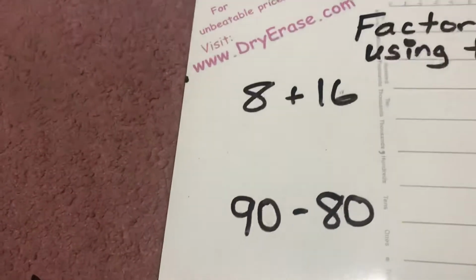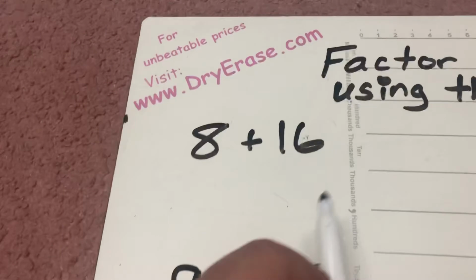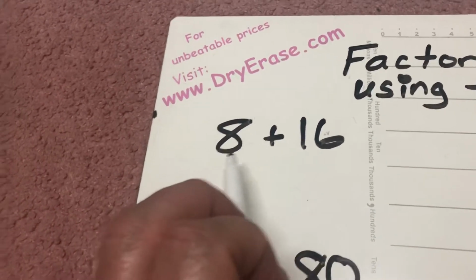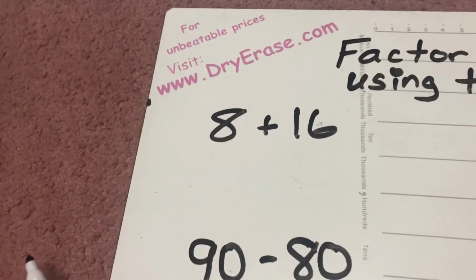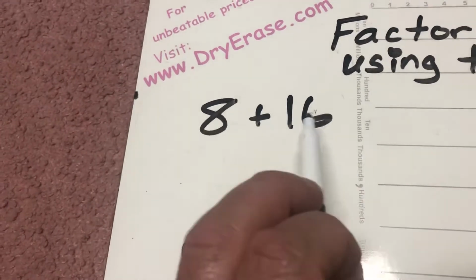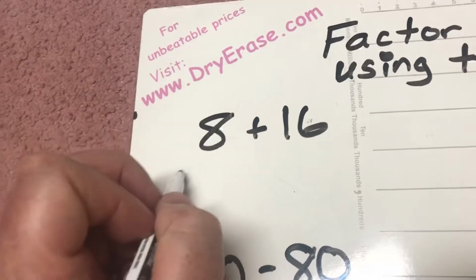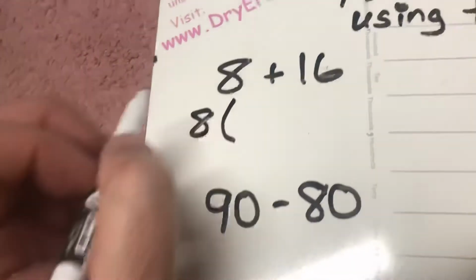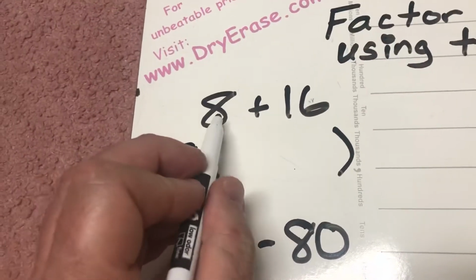Now, 8 plus 16. Well, I know, thinking from my 8 times tables, that 8 and 16 both show up in my 8 times tables. So the greatest common factor of 8 and 16 is 8. So since that's the biggest number that can go into both 8 and 16, 8 is going to go outside my parentheses.